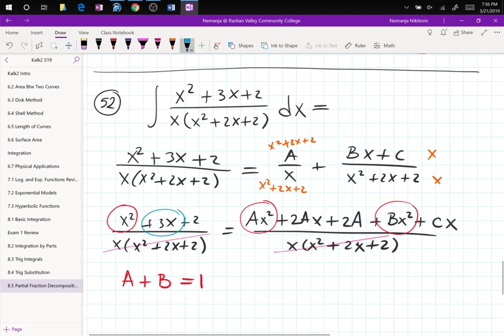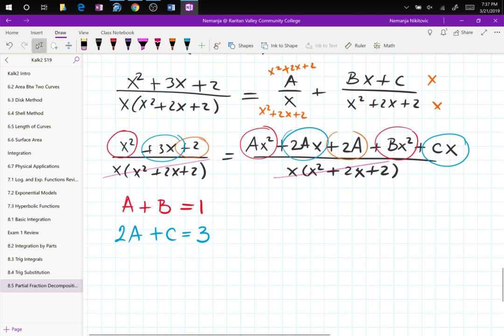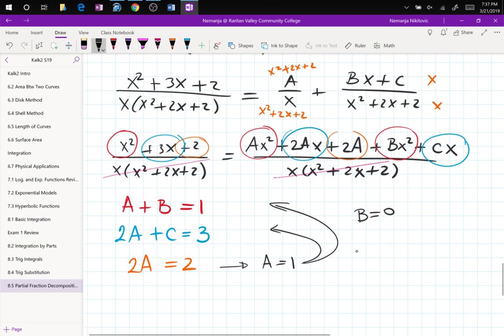Blue equation are the ones with x's. I have 2a plus c equals to 3. And finally, orange equation, and that's the one that saves the day. 2a equals to 2. From that equation, we get that a is 1. And then you bring a to both of these equations here. The first one gets if a is 1, b is 0. And the second equation, if a is 1, c is 3.